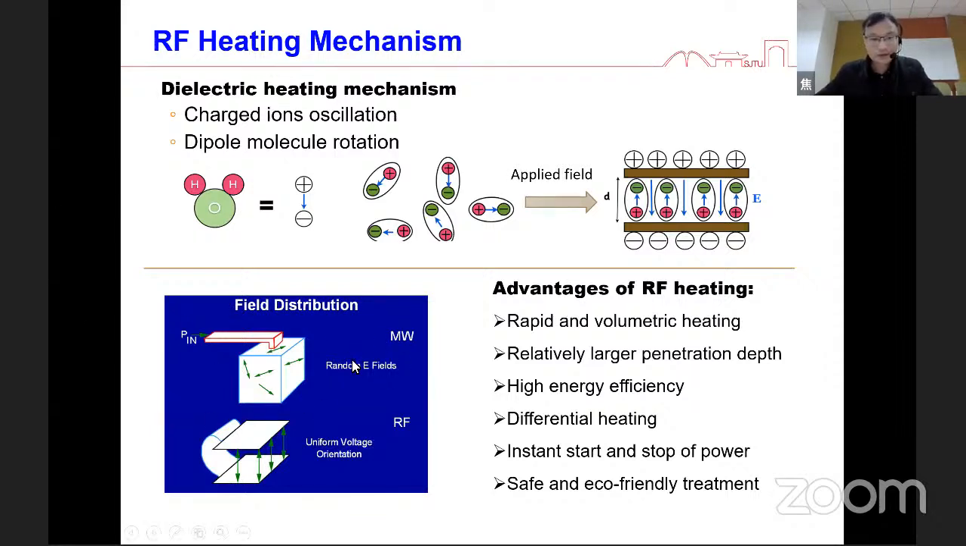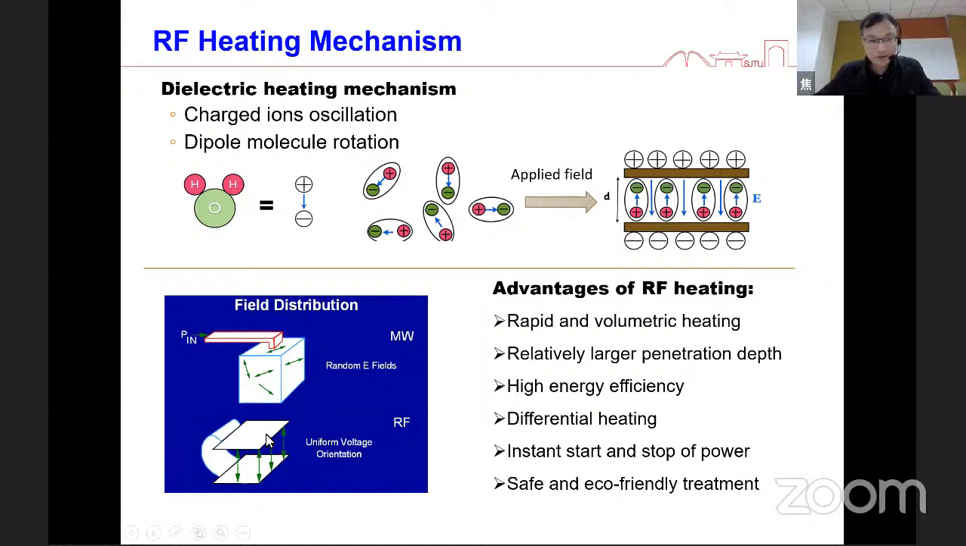This figure shows the difference between RF and microwave. You can clearly see the above one is the microwave. Generally for the microwave, a waveguide transmits the microwave into the heating cavity. And in this microwave heating cavity, the microwave distribution is totally random. That's a huge problem for the microwave oven heating process.